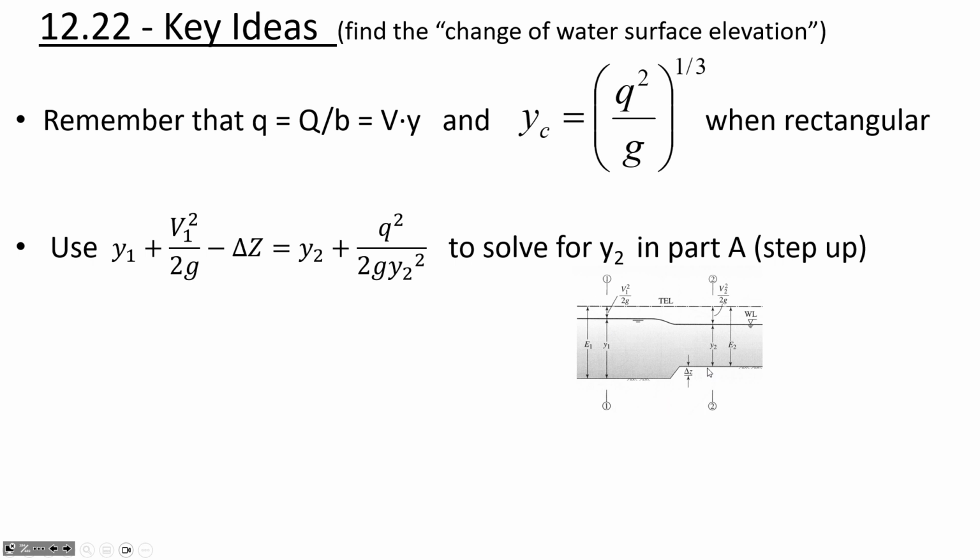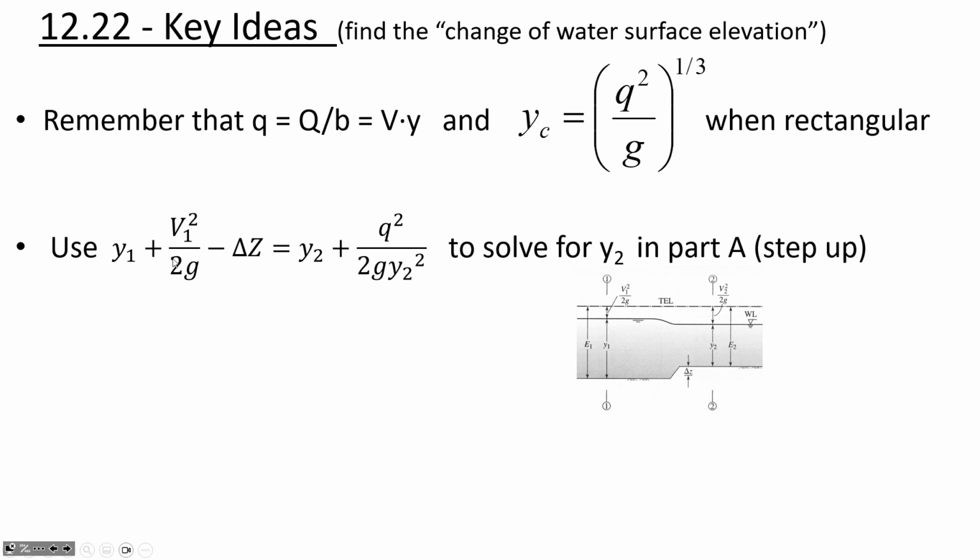And I hope it's easy for you to understand why there's less energy at 2 than there was at 1, because the water had to exert some energy in order to get up over this step. And so that takes energy away that used to be at 1 and is no longer going to be available at 2. So the specific energy at 2 is lower.